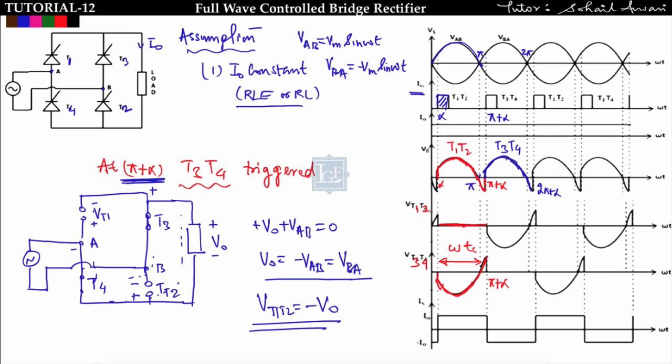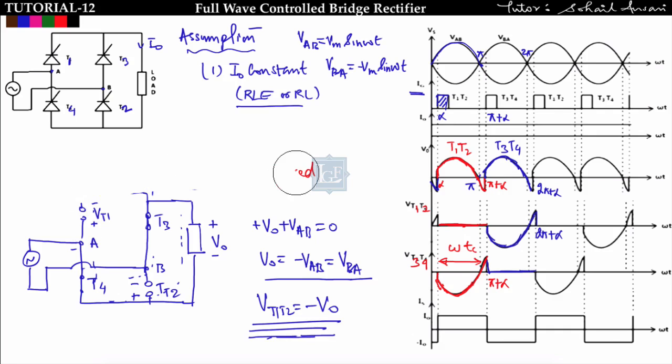So if I talk about the steady state, then we can easily say that from 0 to alpha T3 T4 is conducting, because here the load current is constant. So at any time any two thyristors must conduct. When T1 T2 is conducting, then T3 T4 will be off, and when T3 T4 conduct, then T1 T2 will be off. Got it? In this way the cycle repeats.